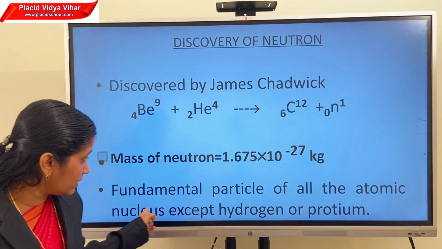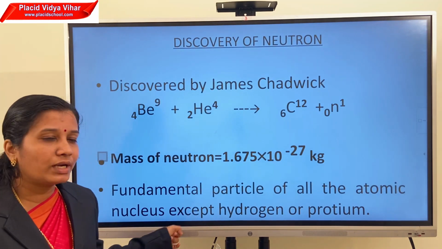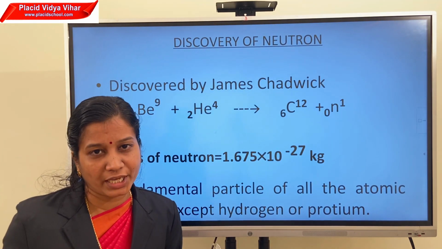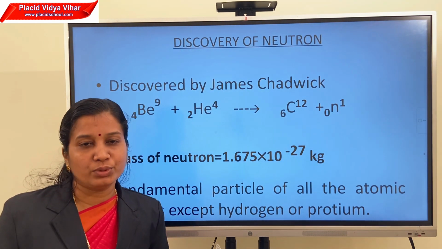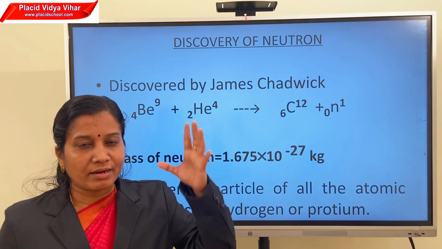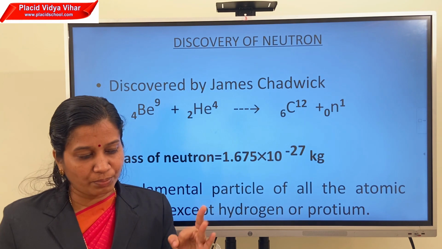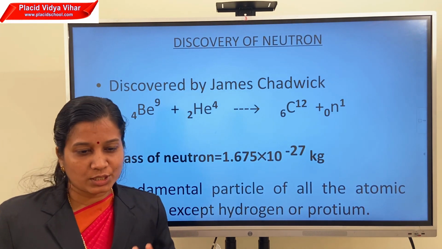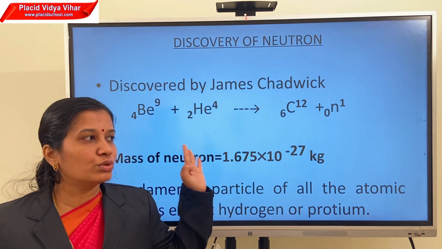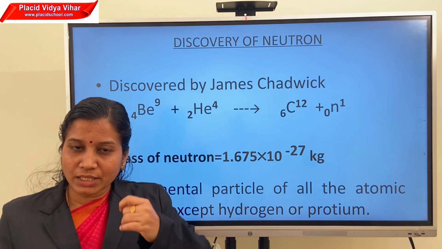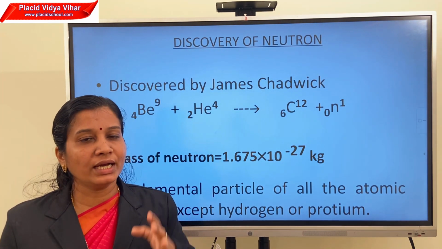So that is why this point: neutron is a fundamental particle of all atomic nuclei except hydrogen or protium. In one of the isotopes of hydrogen, that is protium, there is no neutron. So these are the three fundamental particles of the atom: electron, proton and neutron. Electron by J.J. Thomson, then proton by E. Goldstein, then neutron by James Chadwick. In your textbook you can see a table. There all the values are given. So please go through that table.